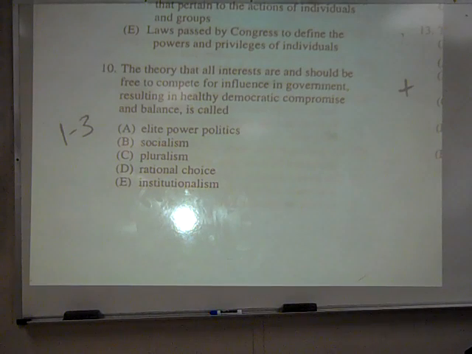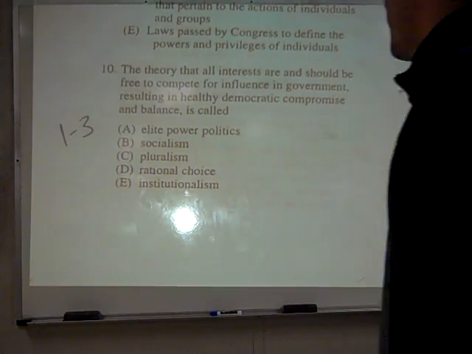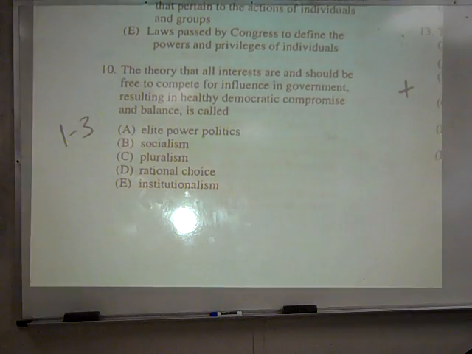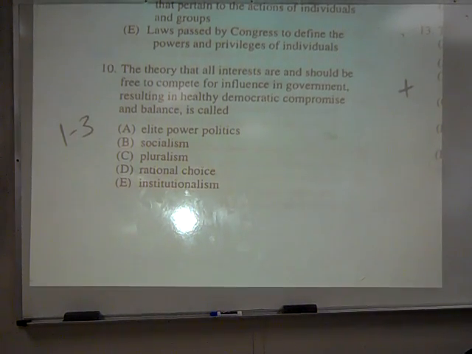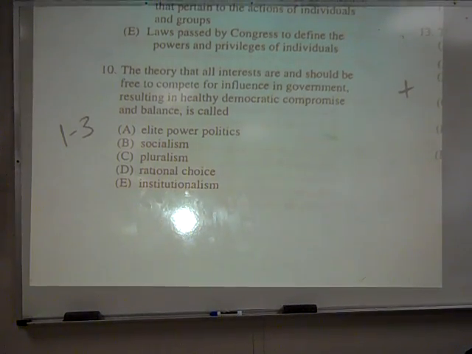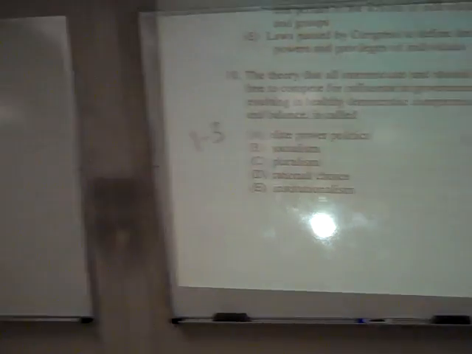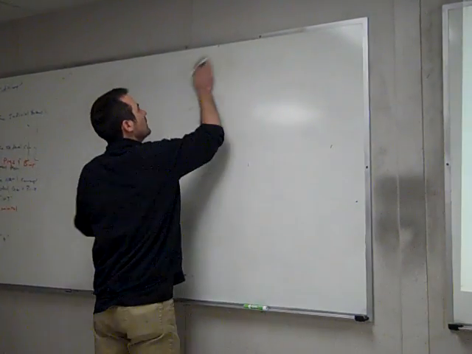We're going to start with 10, because it says the theory that all interests are and should be free to compete for influence in government, resulting in healthy democratic compromise and balance, is called... The answer I think is pluralism. But it does remind me that we said, here's what democracy is, here are some different kinds of democracy, and then here are different theories about who actually wields power. So let's remember at least a couple of different ideas.